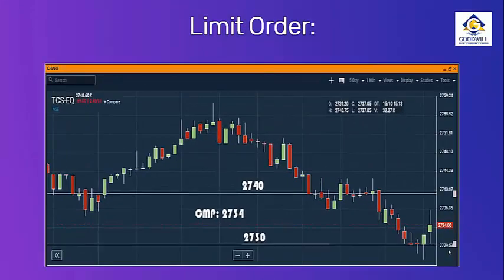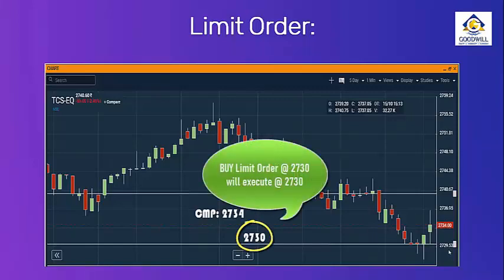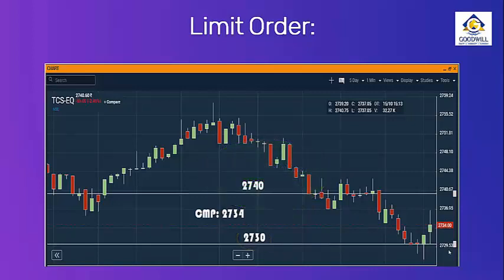For TCS equity share, the price that is currently trading at the market is 2734. You would like to buy TCS script at 2730. In this case, it is right for you to place a buy limit order at 2730. But if you would like to buy this same script at a price above 2740, do you place a buy limit order? Of course not.